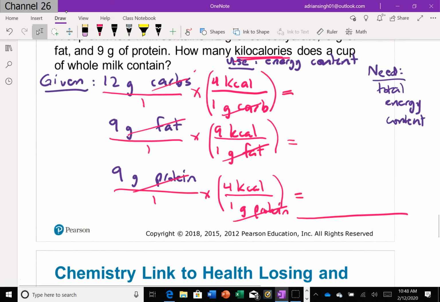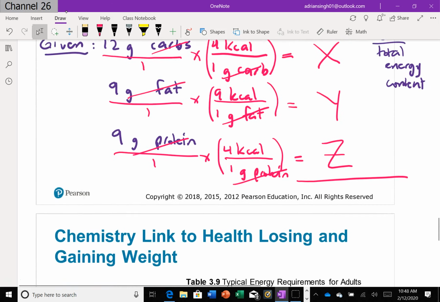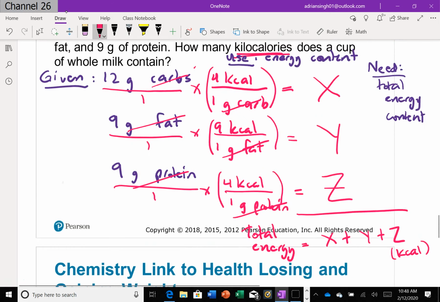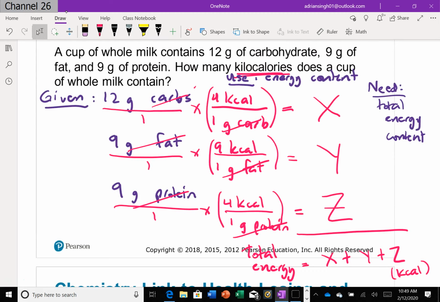All right, so I'm not going to go through the calculation with you. I'm going to have you do that on your own. So I'm just going to say this is X, this is Y, and that's Z. So the total energy would be X plus Y plus Z. And again, don't forget your unit here will be kilocalories. Okay, does that make sense?